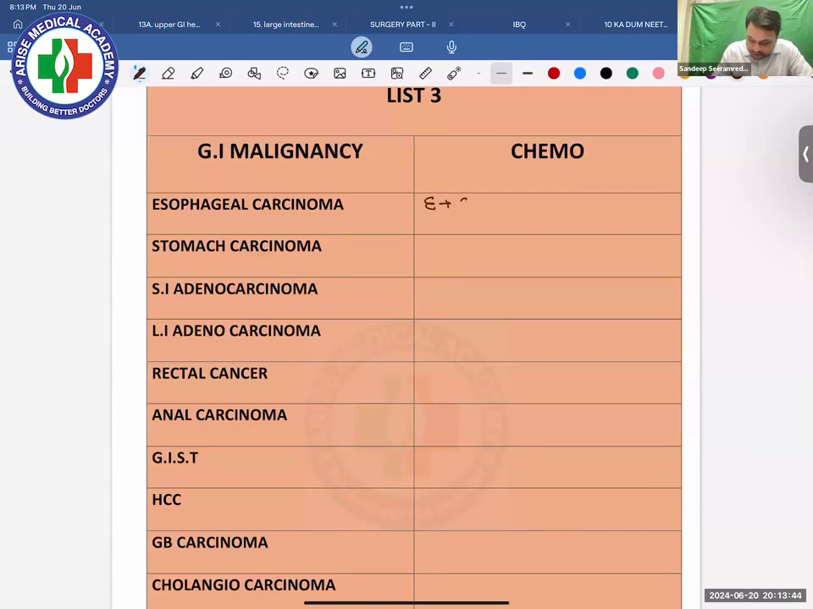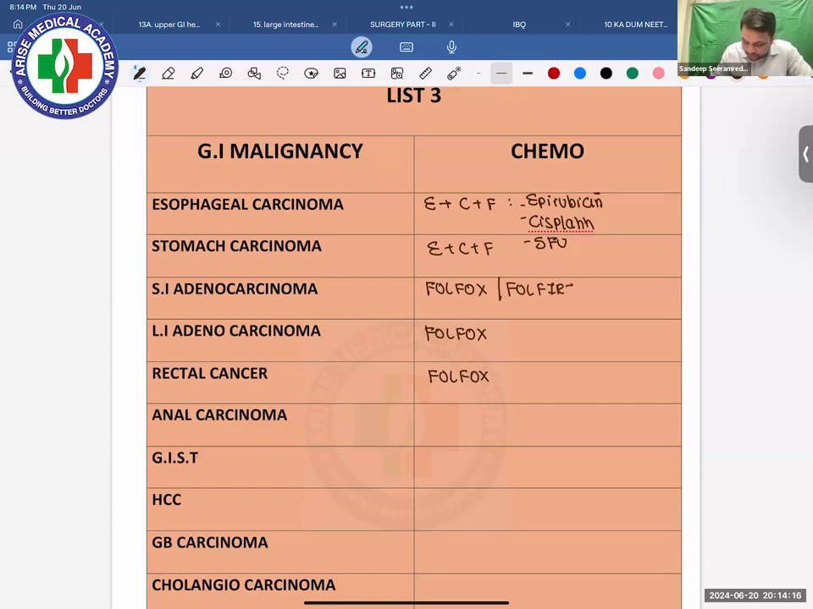For esophageal cancer, it is ECF. That is going to be epirubicin, your cisplatin, and your 5-fluorouracil. For stomach cancer also, it is ECF. Small intestinal adenocarcinoma, it is going to be FOLFOX. Large intestinal carcinoma is also FOLFOX. Rectal cancer is also going to be FOLFOX, or you have FOLFIRI. FOLFOX or FOLFIRI are the regimens that you can use.